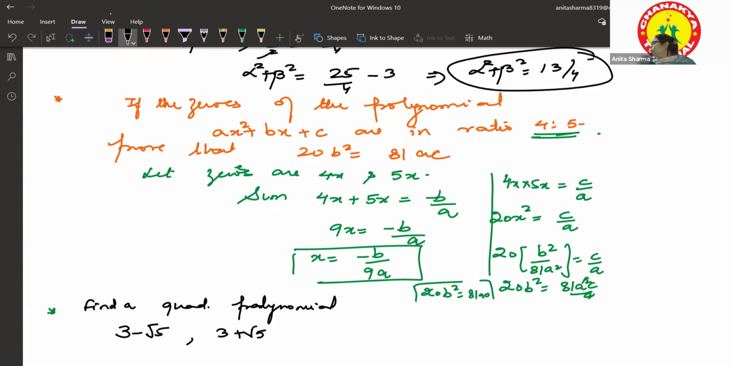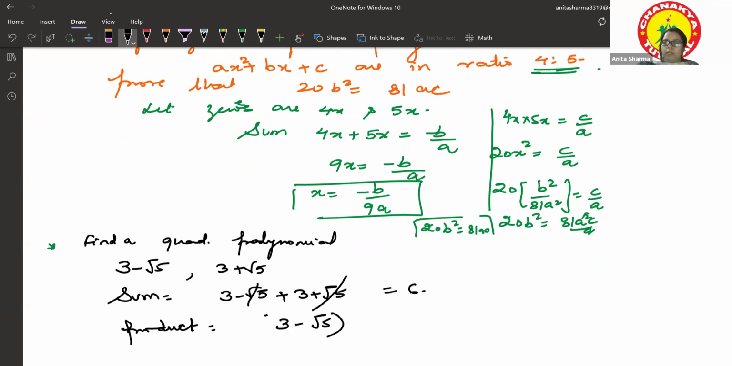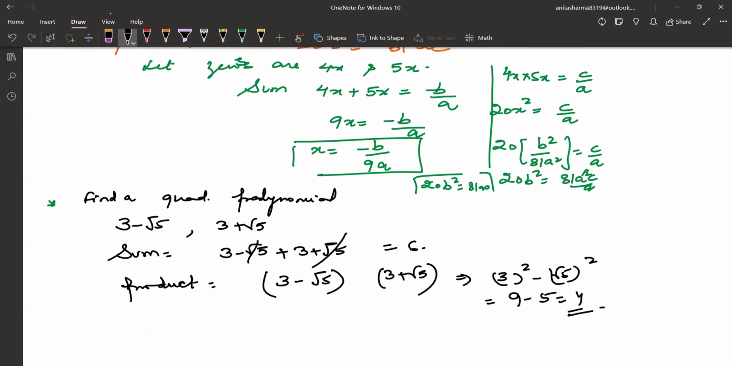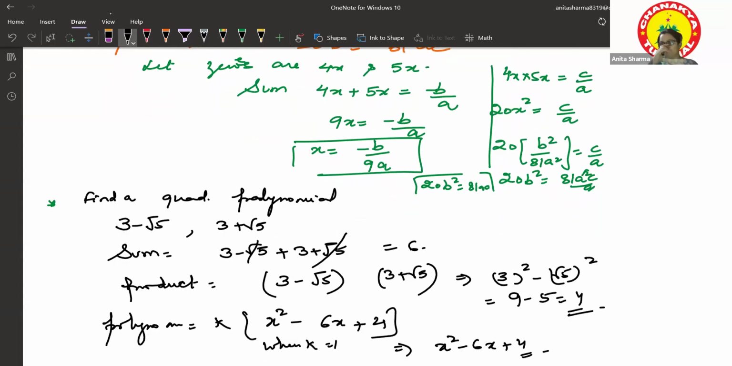So to form a quadratic polynomial, first of all, you need to calculate the sum. So the sum will be 3 minus root 5 plus 3 plus root 5. So root 5 cancels, 3 plus 3 is 6. Then the product: 3 minus root 5 into 3 plus root 5. So a minus b and a plus b, it will be 3 square minus root 5 square. So 9 minus 5, it will be 4. Clear? So now you can form the quadratic equation x square minus 6x plus 4. The polynomial will be k times x square minus 6x plus 4. Now when k is equal to 1, the quadratic polynomial will be x square minus 6x plus 4. Okay?